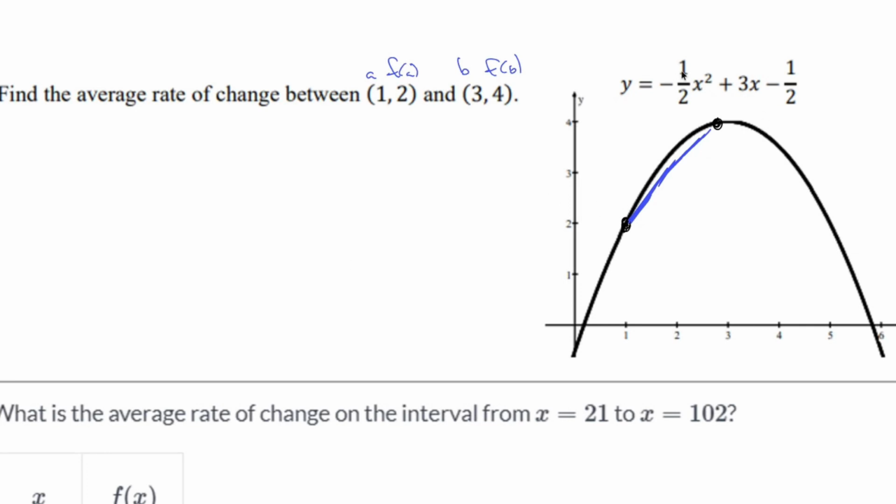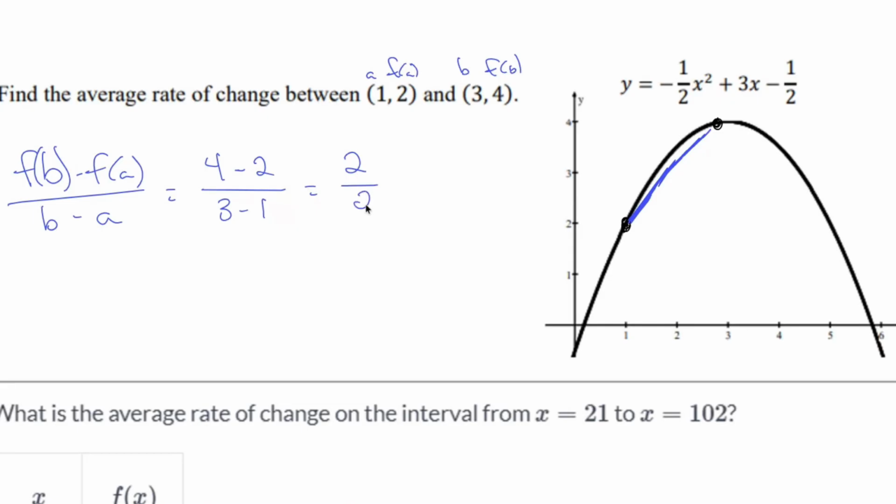But since I have the points, writing out that formula is kind of useless. So, average rate of change is going to be f of b minus f of a over b minus a. Based on what I chose, f of b is 4, minus f of a is 2, over b, which is 3, minus a, which is 1. Last time I checked, 4 minus 2 is 2, and 3 minus 1 is 2, and 2 divided by 2 is 1. So that straight line has a slope of 1, a perfect slope of 1.